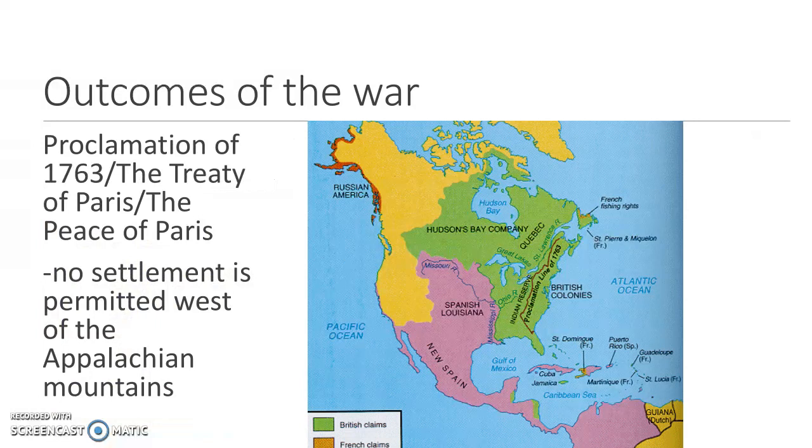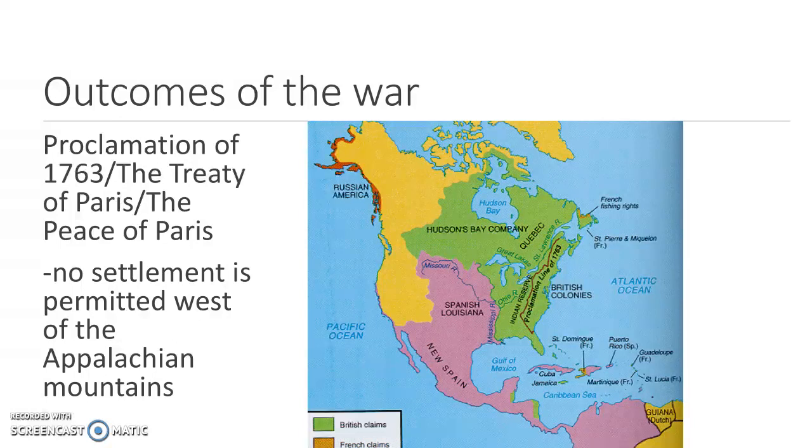Now, the treaty that ends the French and Indian War is the Proclamation of 1763, also known as the Treaty of Paris, also known as the Peace of Paris. And I will warn you, this gets very confusing because there are multiple treaties of Paris in American history, but this is the first very significant one.